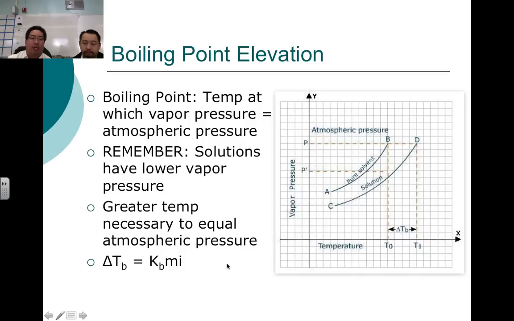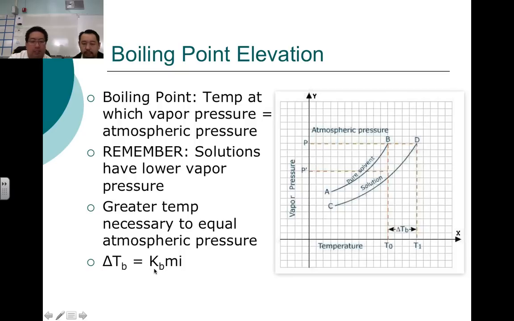Okay, so boiling point elevation. Now, it's not enough just to know that the boiling point increases. We can actually quantify how much the boiling point goes up. And remember, the reason why the boiling point goes up is because of the lower vapor pressure. Because of the lower vapor pressure, it takes a greater amount of energy to get to the atmospheric pressure. We can quantify the change in boiling point by using this here.